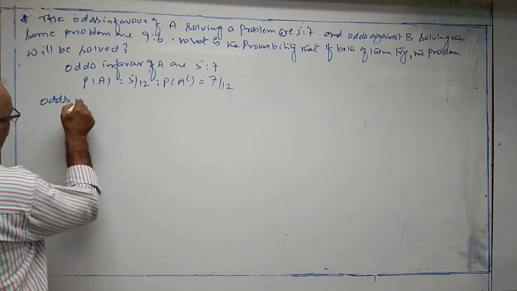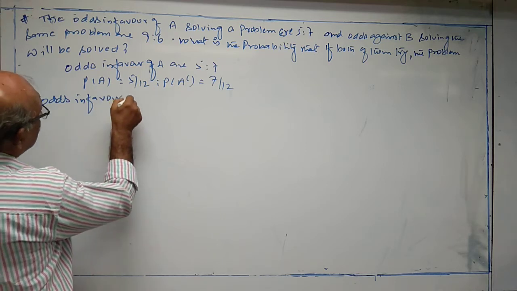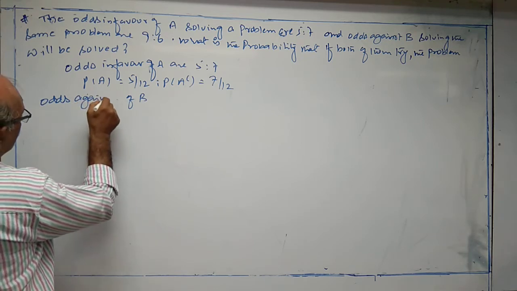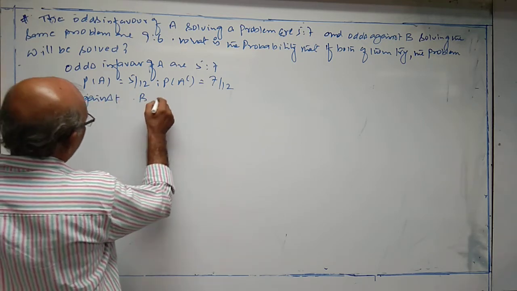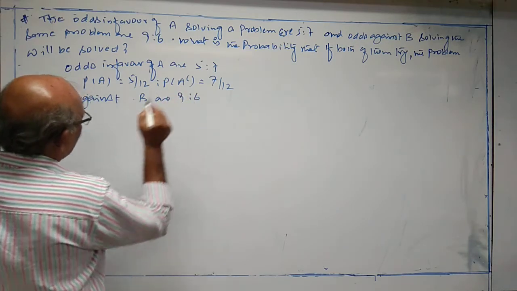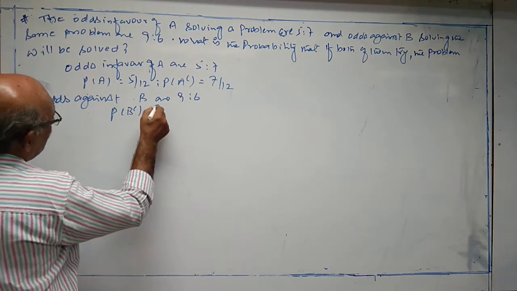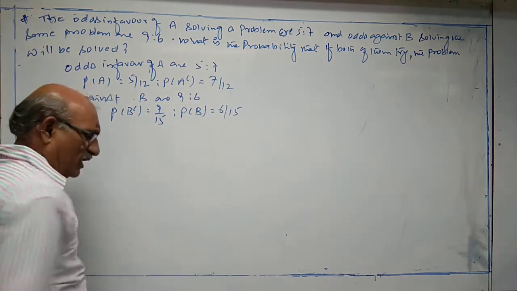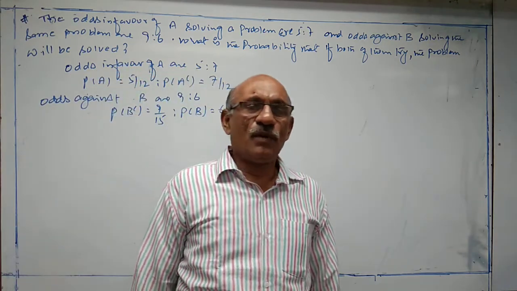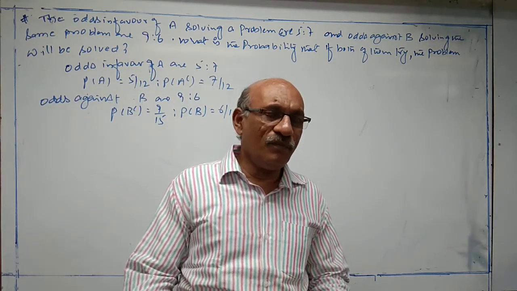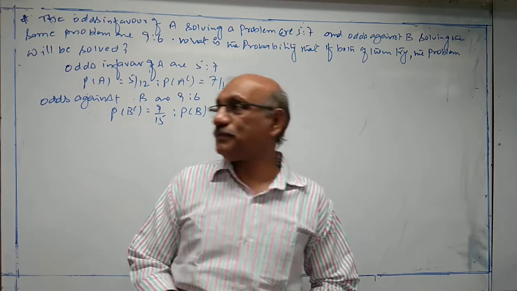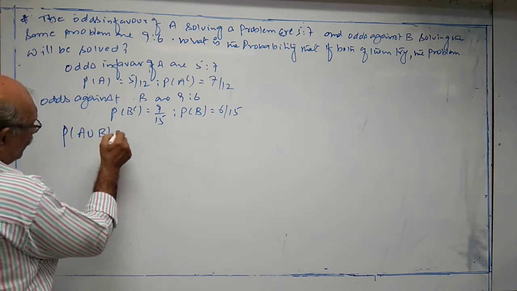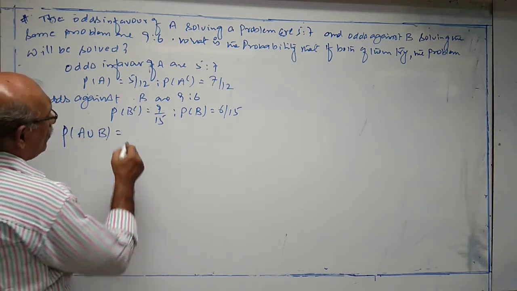Odds against B are 9:6. Probability of B complement is 9/15. Probability of B is equal to 6/15. So the problem is converted into a known form, the way in which we are very familiar. Now, the problem will be solved means if at least one of them solves the problem, it will be solved.